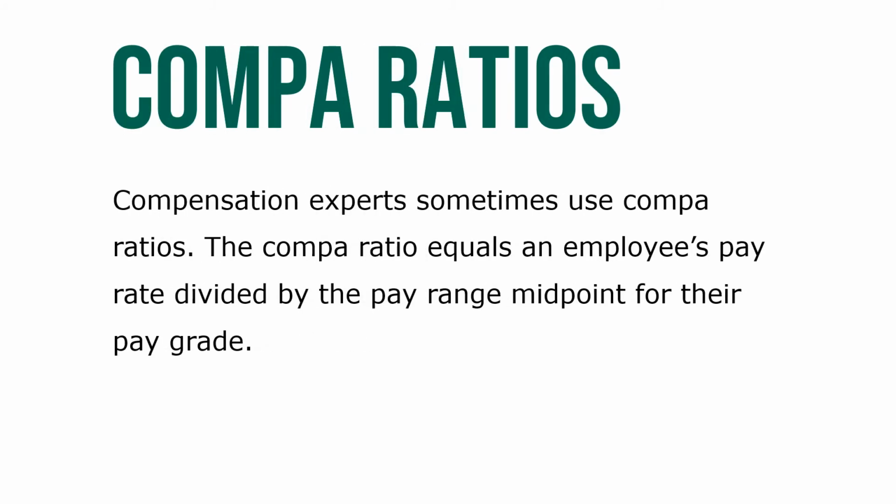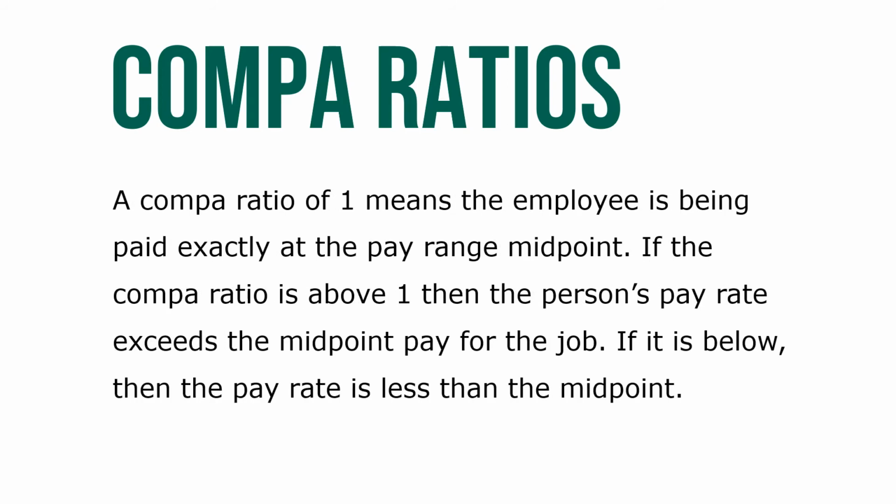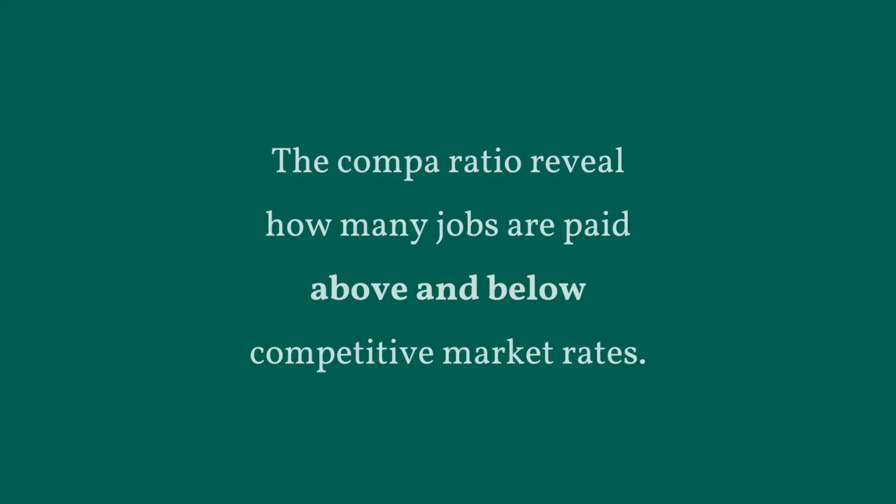Compensation experts sometimes use compa ratios. The compa ratio equals the employee's pay rate divided by the pay range midpoint for their pay grade. A compa ratio of 1 means the employee is being paid exactly at the pay range midpoint. If the compa ratio is above 1, then the person's pay rate exceeds the midpoint pay for the job. If it's below 1, then the pay rate is less than the midpoint. The compa ratio reveals how many jobs are paid above and below competitive market rates.